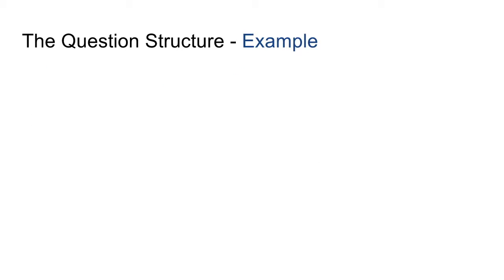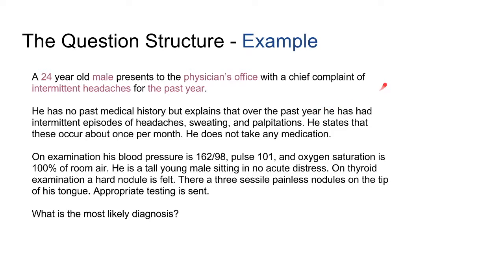So let's just break this down even further. So we'll split this apart. We got that first sentence down, and that's really the standard intro. So let's go here to this part. This is really just some background information and history. No past medical history, but explains that over the past year he has intermittent episodes of headaches, sweating, and palpitations. He states that these occur about once per month. He does not take any medication. So that's just background, more filling out the history.